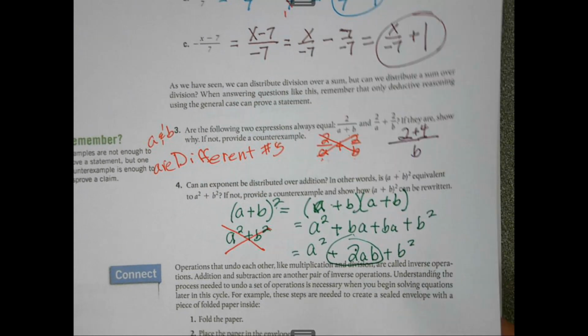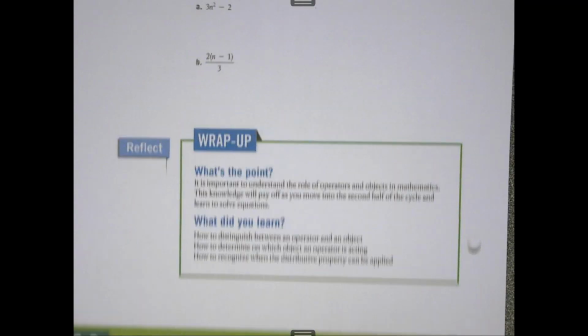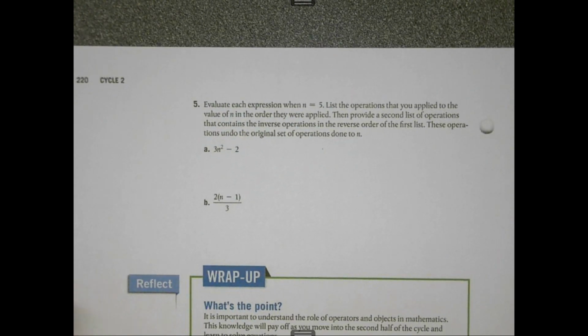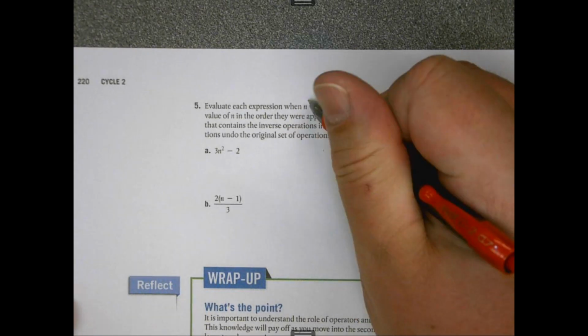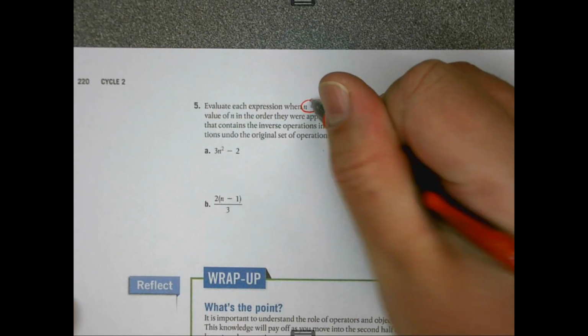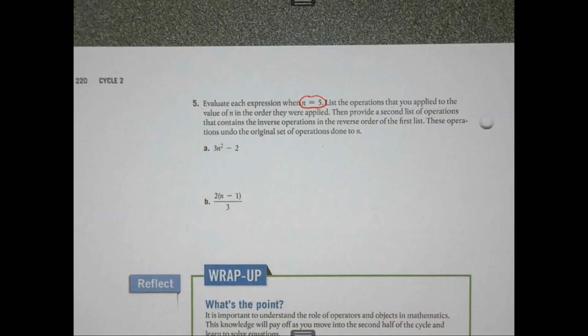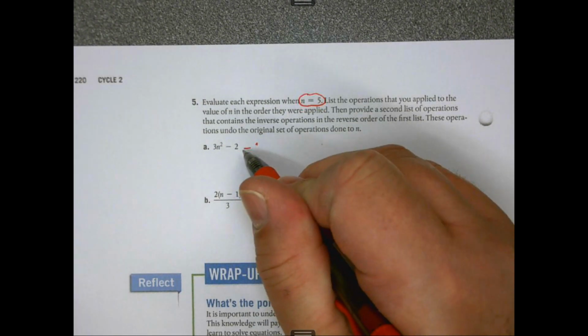All right, and I think that's it for this section. Oh no, we have some evaluations. This should be review, I think we did this in a previous section. Here we have some expressions, and we have an actual number for our variable, and they want us to evaluate this.